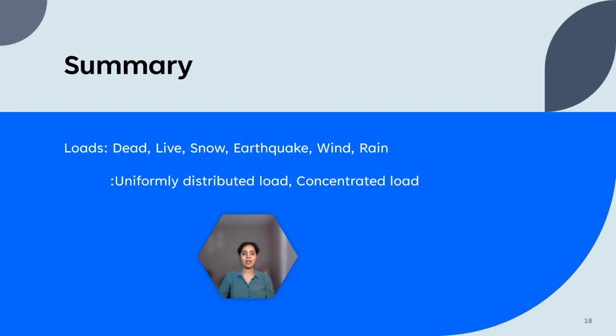Summary. We have seen loads called dead load, live load, snow, earthquake, wind and rain loads, and the loads based on their type, such as uniformly distributed load and concentrated load. In the next video called Equilibrium, we will see how to calculate reactions for these types of beams.